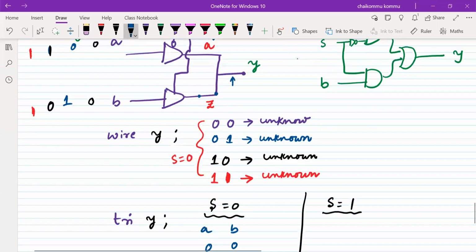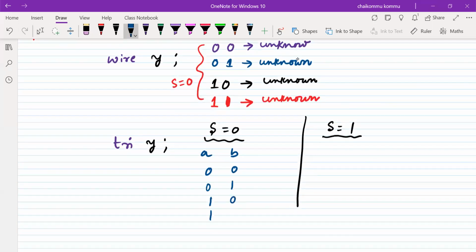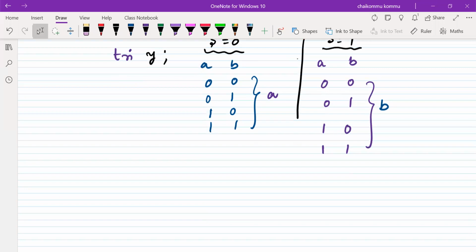Therefore, for any case, whether it is 0, 0 or 0, 1 or 1, 0 or 1, 1, whatever may be the case, the output becomes A only. Similarly, for the other case, for 0, 0, 0, 1, 1, 0 and 1, 1, B will be the output. Because of the tri-state, it can avoid the tri-stated output.